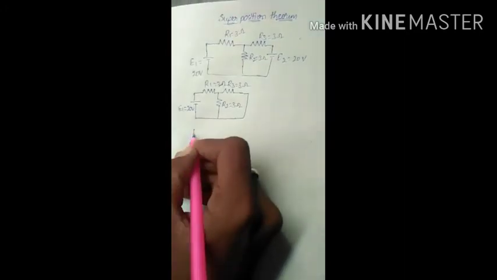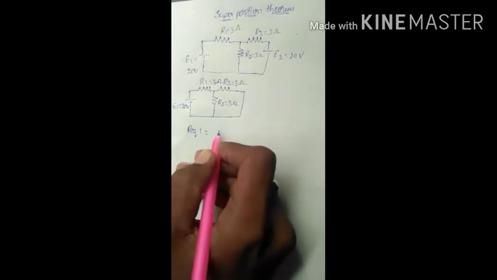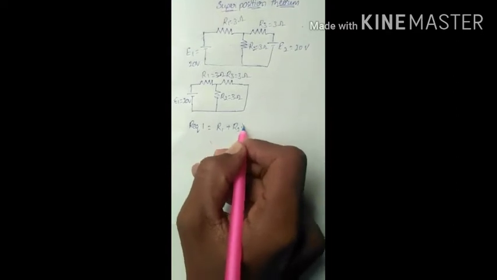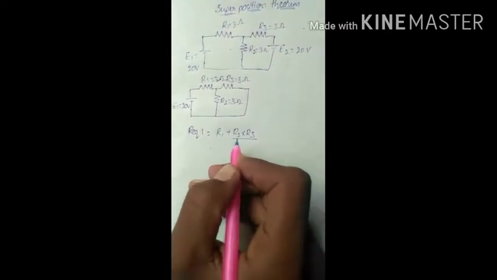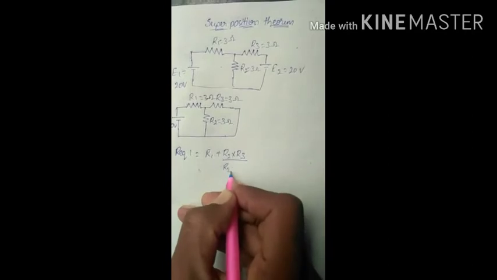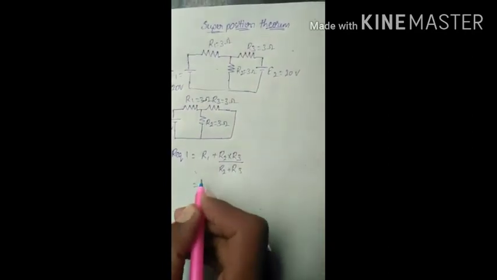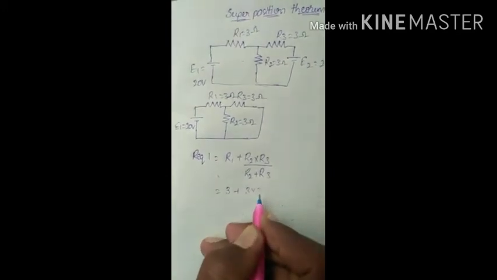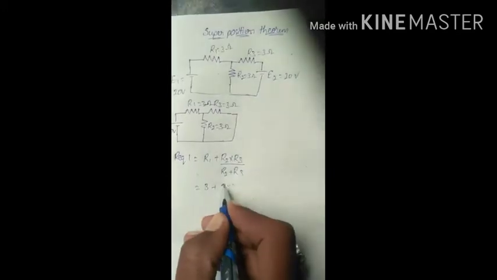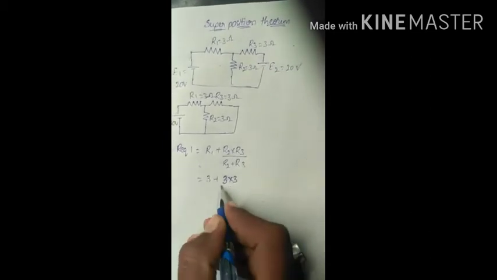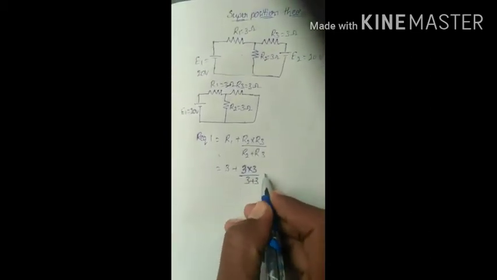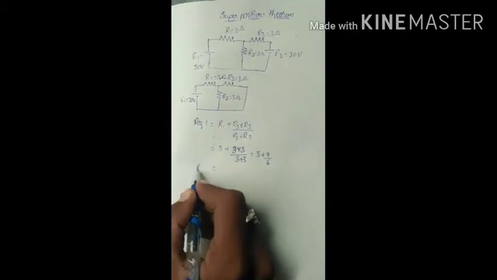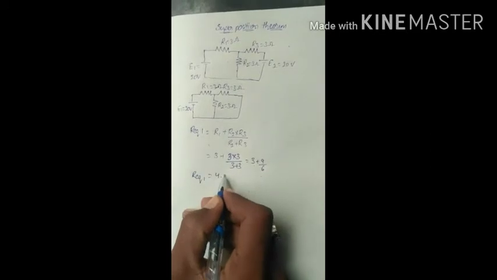And here R equivalent 1 is R1 plus R2 into R3 divided by R2 plus R3. Here R1 is 3 ohms and R2 is 3 and R3 is 3. So 3 into 3 divided by 3 plus 3, and we get 3 plus 9 by 6, and R equivalent 1 is 4.5 ohms.